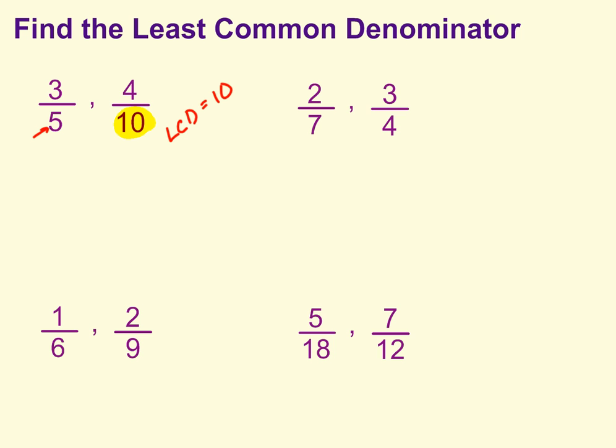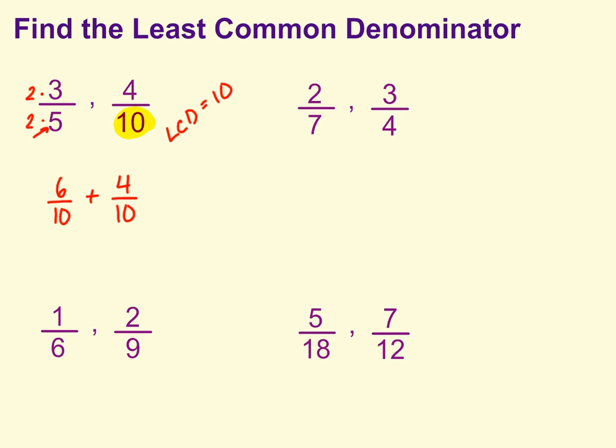Let's pretend this was a problem we had to add them together or something. So we would have 4 over 10. We wouldn't have to change that. And then how do we get 5 up to a 10? We would multiply these by 2 and we would get 6 over 10. And now those fractions are ready to add, and 10 is the smallest number that both 5 and 10 fit into. Alright, I'm not going to worry about doing the addition. There's another video on that. But let's look at the next example.